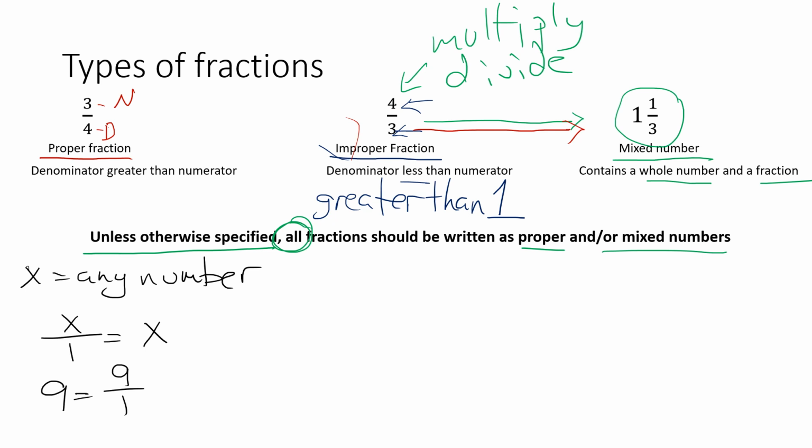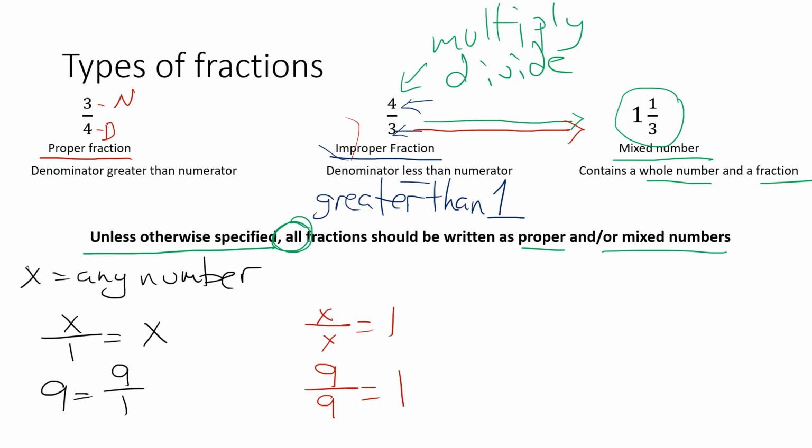x over itself equals 1. So if I have, say, 9 over 9, 9 over 9 is the same as 1. Think back to our pizza example. If you get a pizza that's cut into 9 slices and you eat all 9 slices, you have eaten the whole pizza. You're probably going to be terribly sick later tonight.